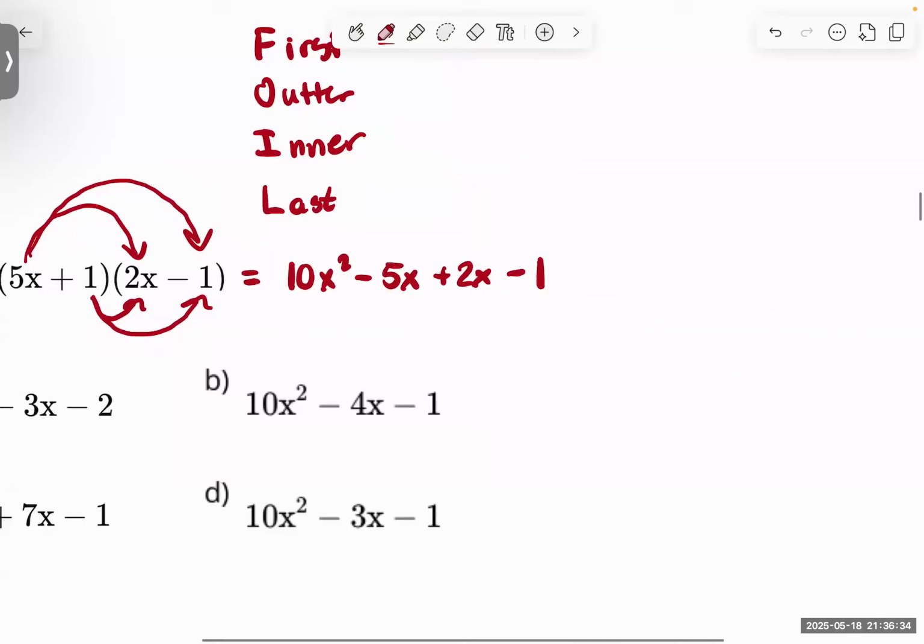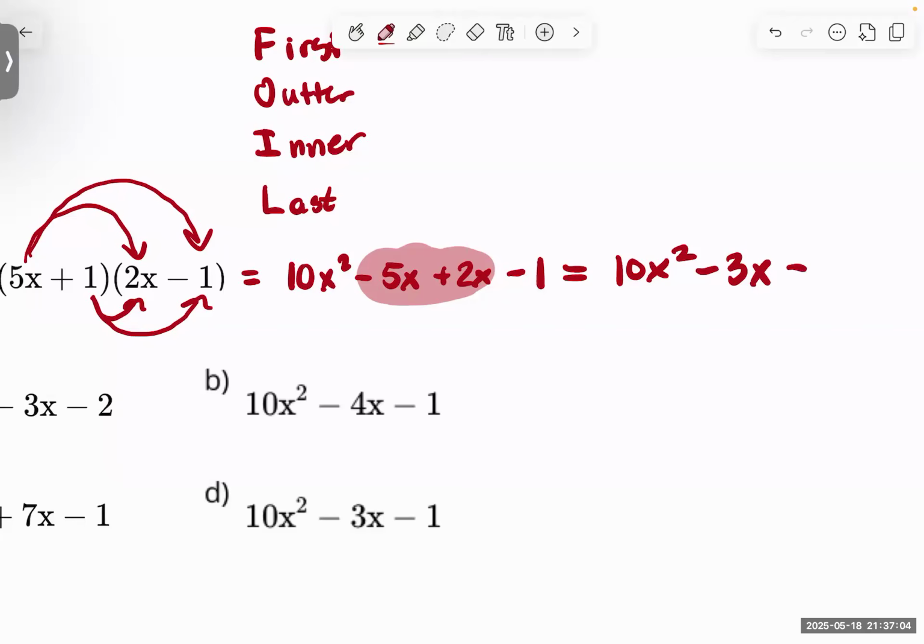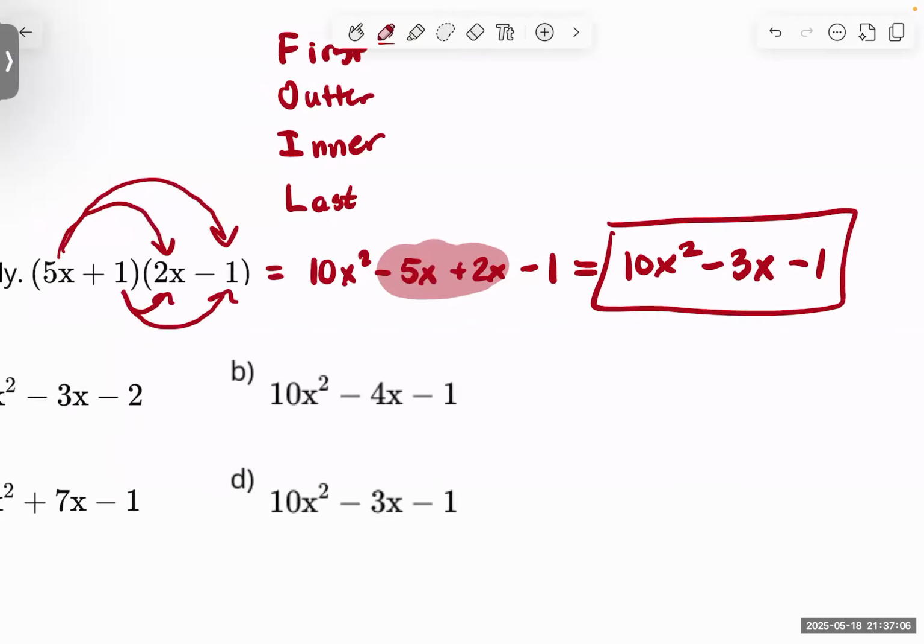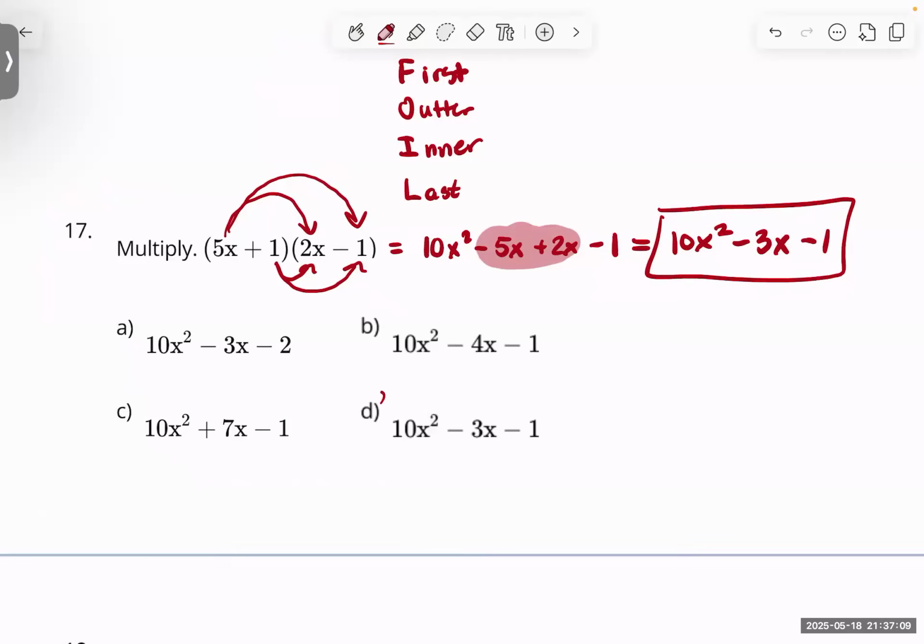And from here, we need to do something called combining like terms, which means I need to add or subtract numbers that have the same variable. And here, negative 5x and 2x have the same variable, meaning I can combine them. So I have 10x squared. Negative 5 plus 2 is negative 3. If you don't know how to do that, just do it in your calculator. The variable is going to be the same, x minus 1. This is your final answer. Let's see which one this matches, and it's D.